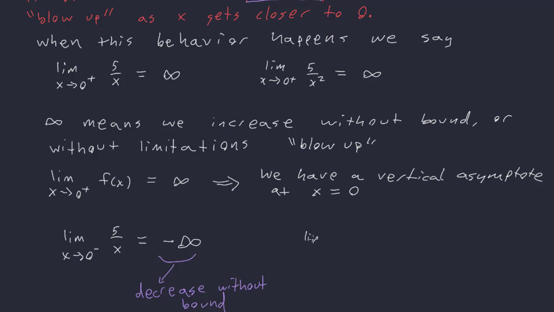And then, however, the limit as x goes to 0 from the negative side of 5 over x squared is still positive infinity. So I will often write positive here in front of my infinities just to really be specific. Most people don't do that, but I do like to do that just to be absolutely certain which direction I'm talking about.